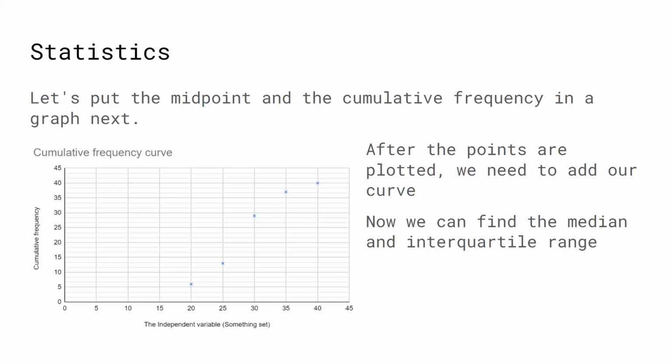So next up, we're going to put the midpoint and the cumulative frequency into a graph. This is a scatter graph. And then we're going to find the curve that fits this the best. And it should always look something like this. It's not perfect, but it's quite difficult to do on a computer. It's easier to do this by eye and hand. So with that curve in place, we can find the median and the interquartile range.